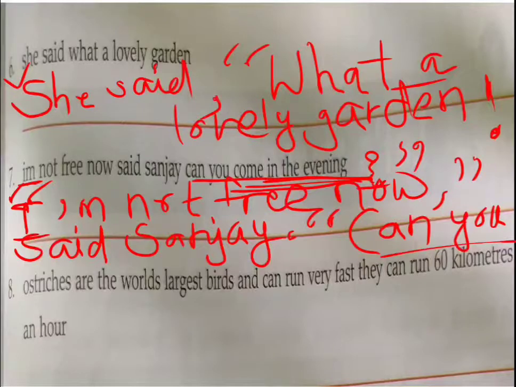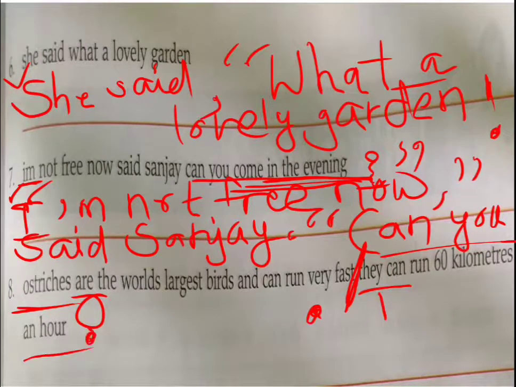I hope students that you understand it very well. Now look at here. Ostrich is a name of a bird, means it's a proper noun. So O capital. Ostriches are the world's largest birds and can run very fast. They can run 60 kilometers an hour. Ostriches are the world's largest birds. Birds is a common noun, so here B will not be capital. And can run very fast. Here this sentence is joined with "and". After fast we have to put a full stop. After the full stop another sentence will start. That's why They, T capital. And after hour a full stop will come.